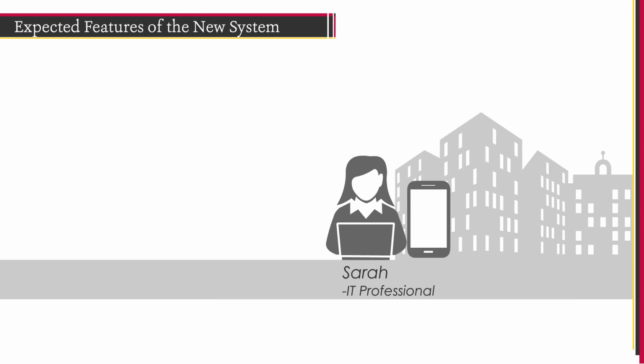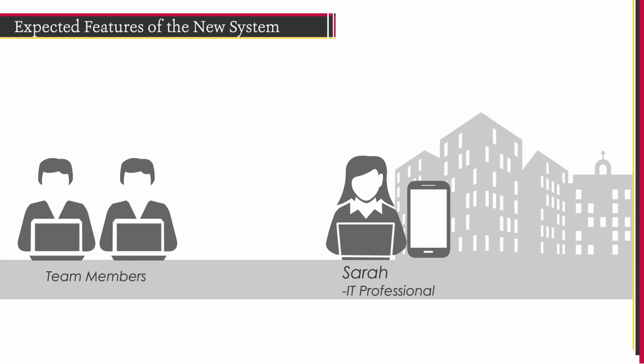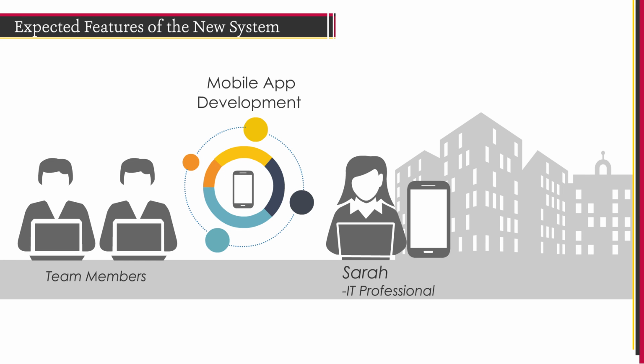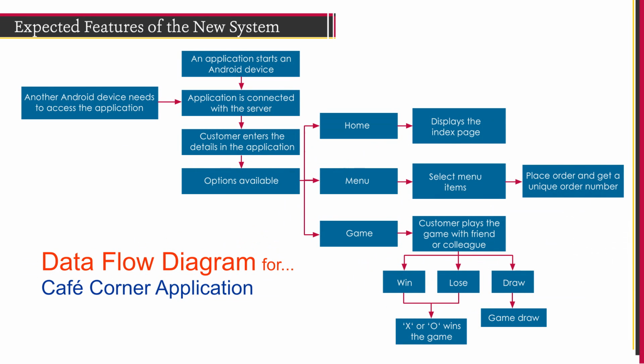After understanding the client requirements thoroughly, Sarah explains to her team what needs to be included in the mobile application for the Cafe Corner restaurant. The next step is to develop the data flow diagrams, or DFDs. One of the team members created a DFD for placing orders and playing the game. On the basis of the DFD, the team member decides to design few screens for the application: customer registration screen, welcome screen, menu screen, customer order screen, game result screen.